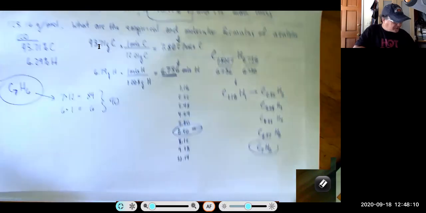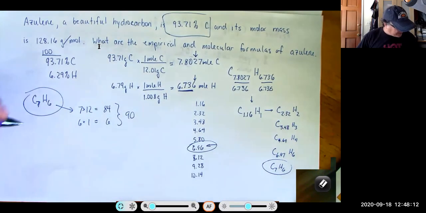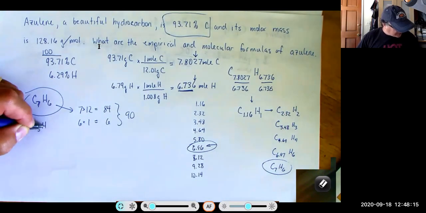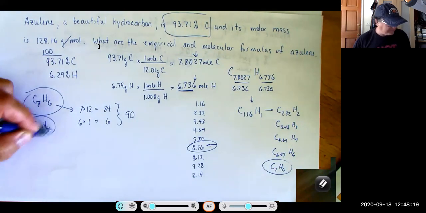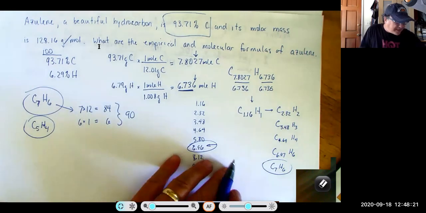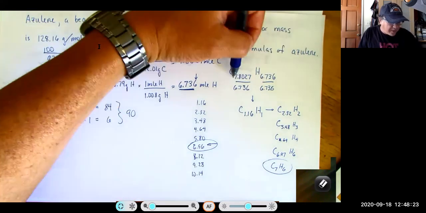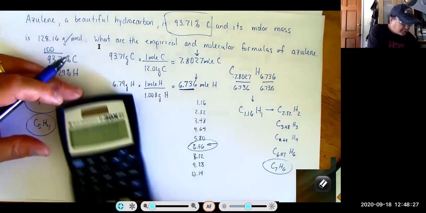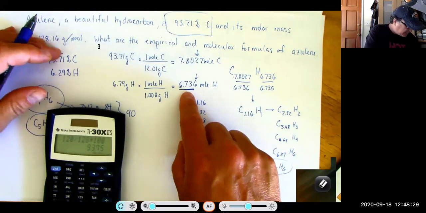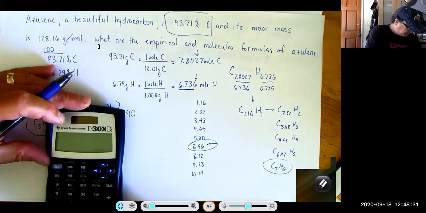I'm just wondering, what we should be getting, honestly, is C5H4 for the answer. Maybe I did this wrong. 7.8 divided by 6.7. I think this one's okay. Let's try that one again, though. Someone said that may be wrong.